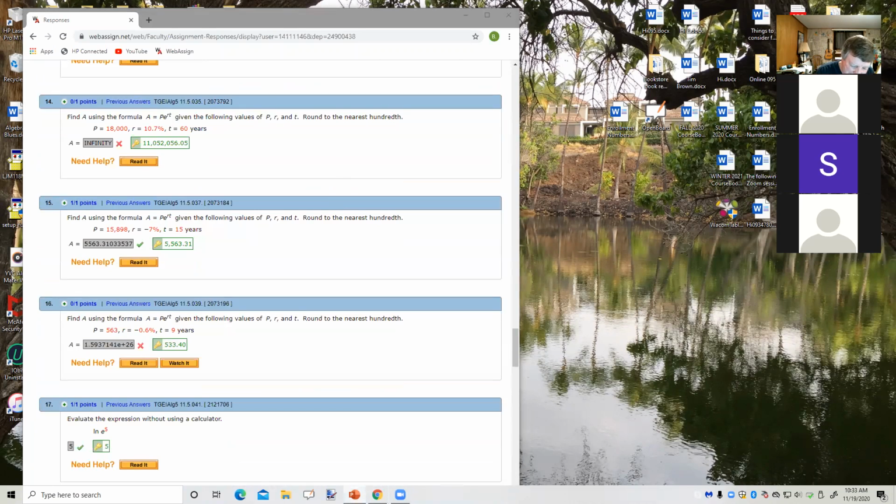Let's take a look at that. It says, using the formula A equals P times e to the RT power, given the following values of P, R, and T, round to the nearest hundredth. P is 18,000. R is 10.7%, which would be 0.107, and T is 60 years.